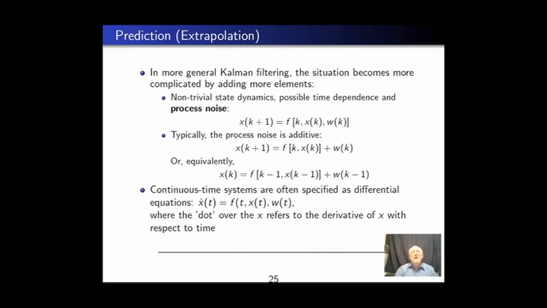For continuous time systems, we use differential equations. And so we have x dot being equal to some function, perhaps explicitly of the time t, the state at time t, and the noise as well. The dot over the state variable represents the derivative of x with respect to time.